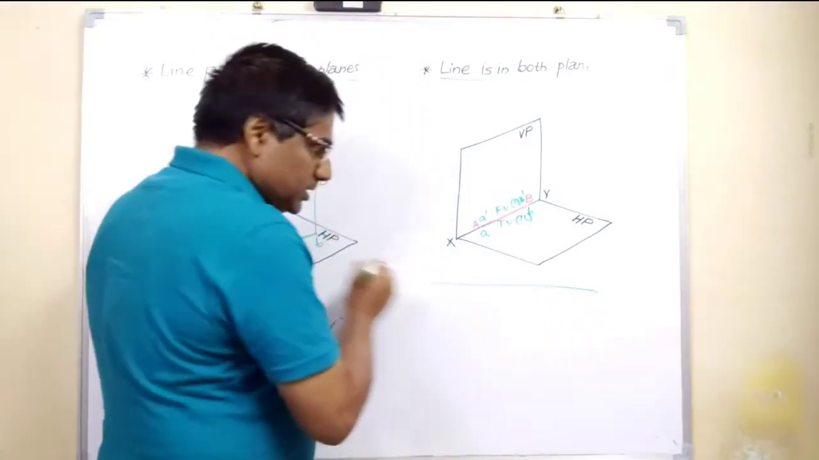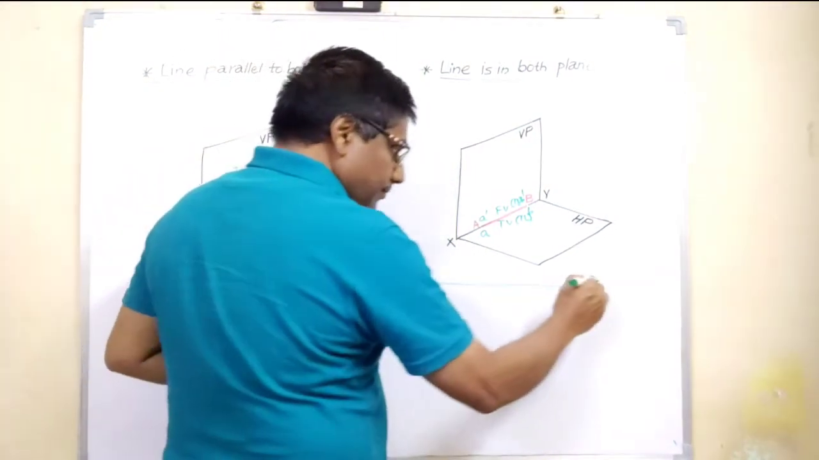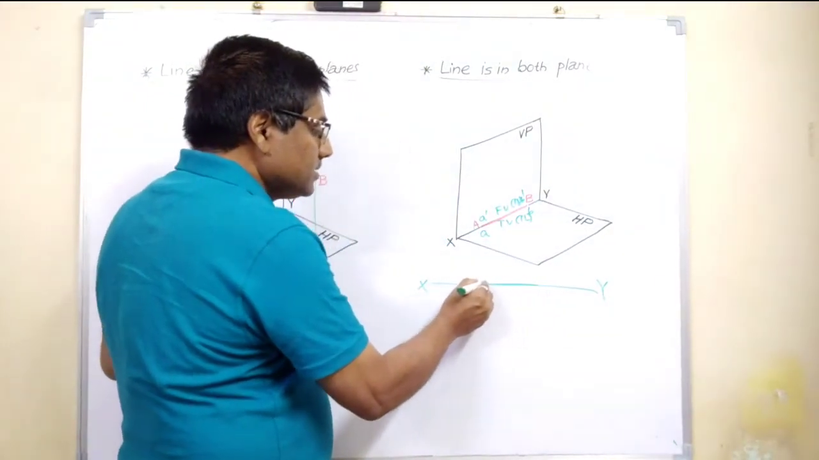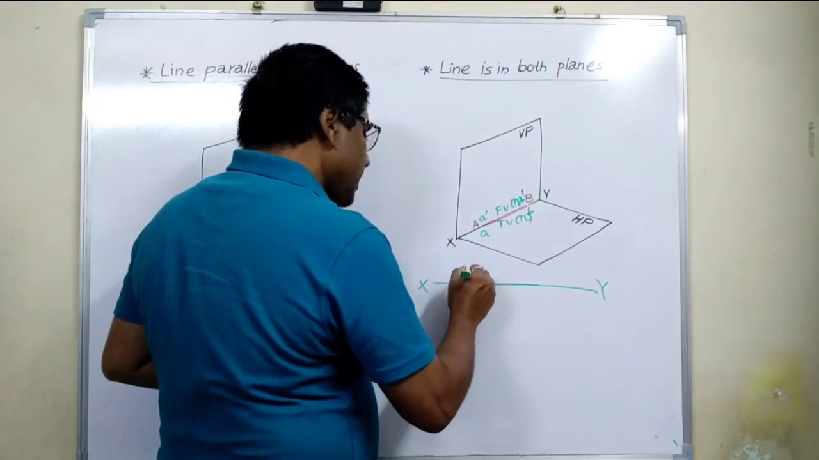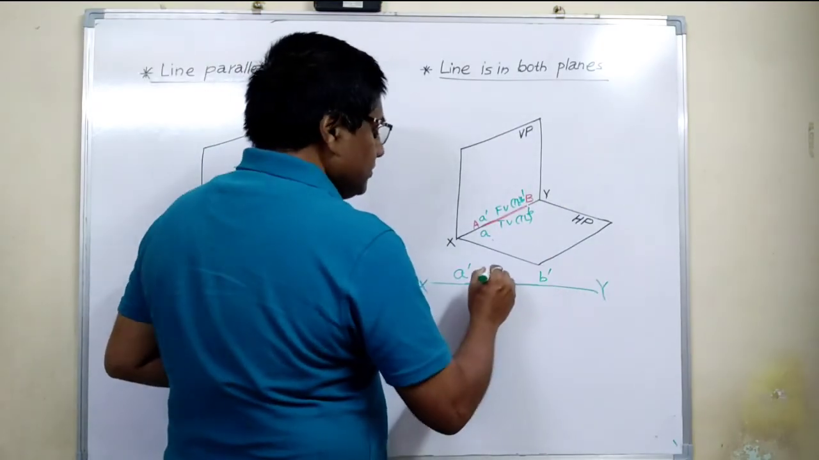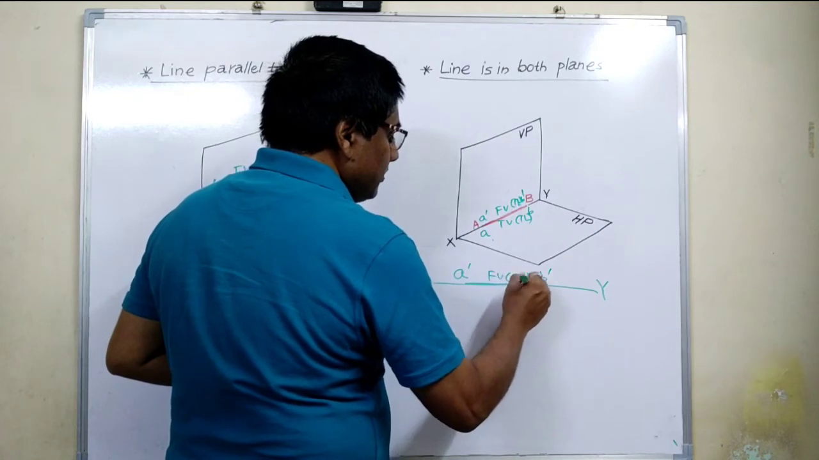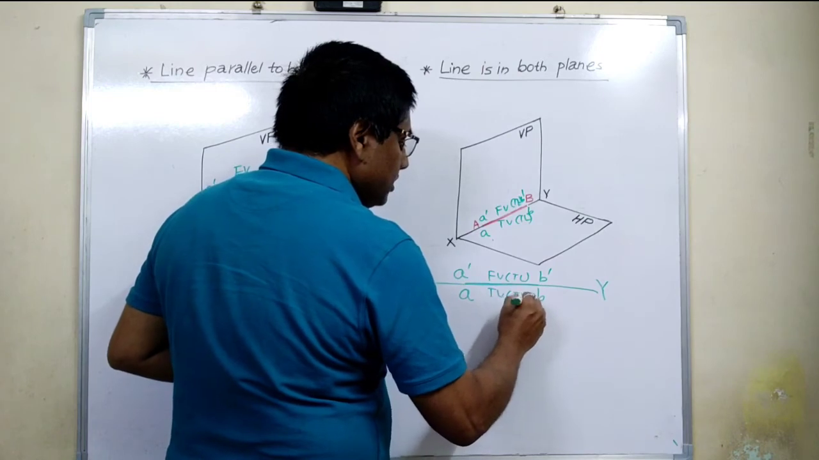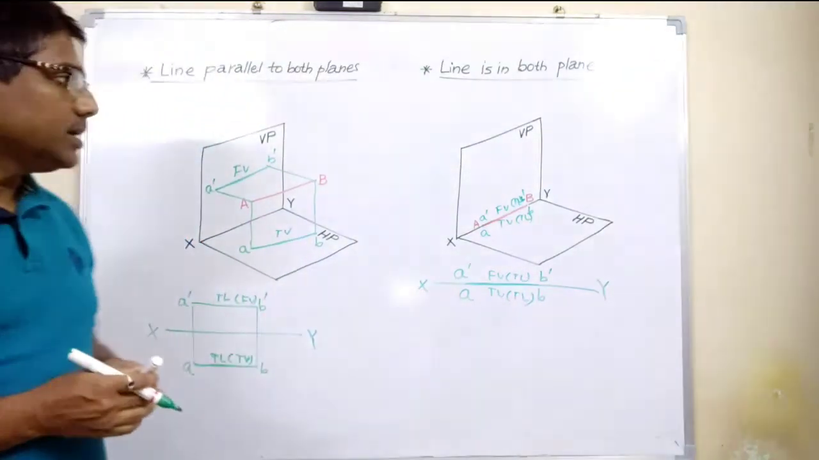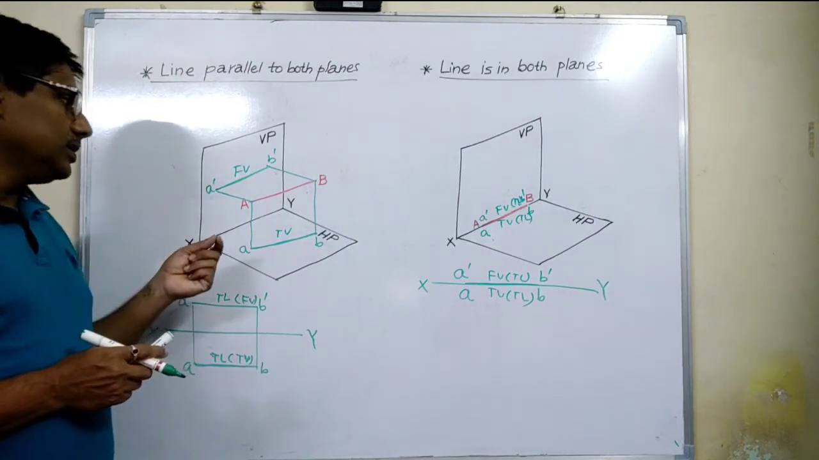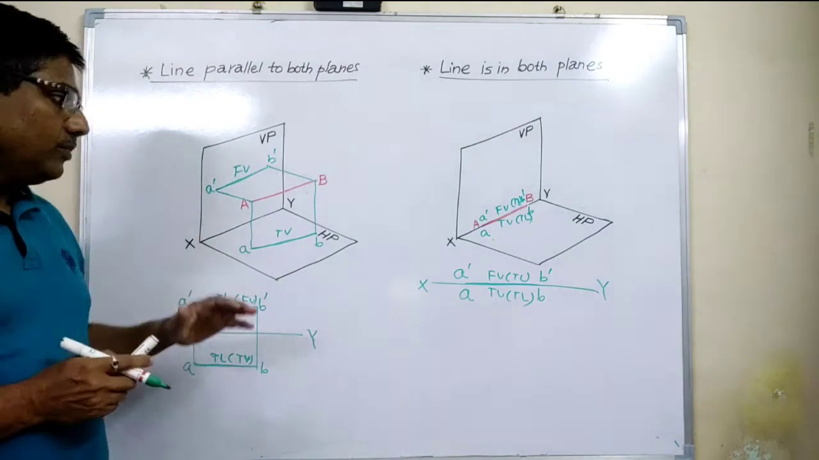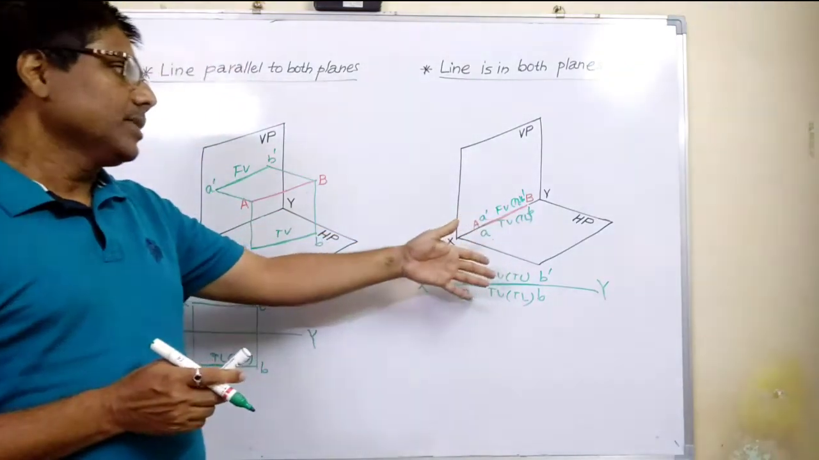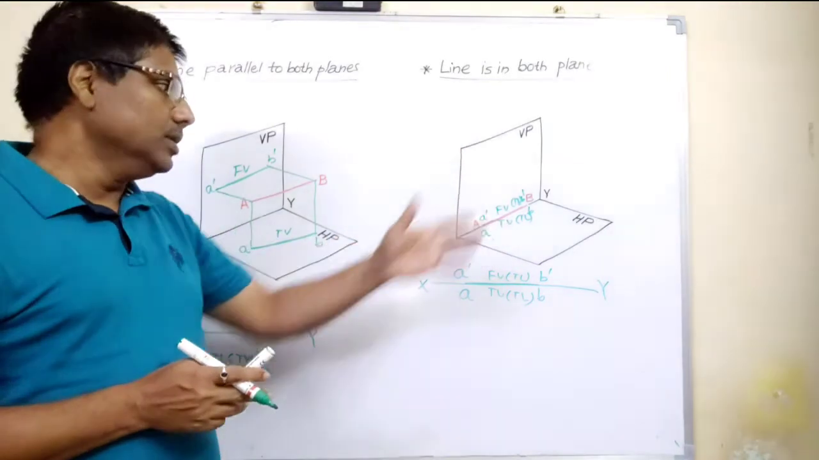To show these projections on orthographic plane, see, the projections would be like this. Both the views will coincide. A dash B dash is a front view with the true length, and AB, it is a top view with true length. In both the cases, we are getting true length in both views, that is front view and top view, because here line is parallel to both the planes, and here line is in both the planes, it is as good as parallel to both the planes.